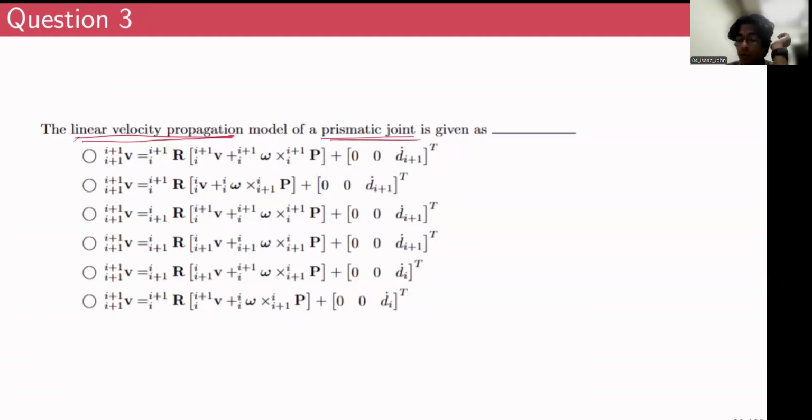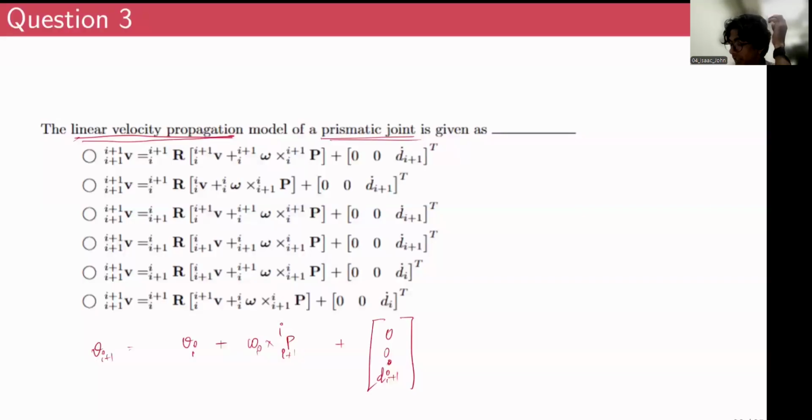So how do we do that? The velocity of the next joint, i plus 1, is nothing but the velocity of the previous joint plus the radial component, omega i cross the position vector of i plus 1 with respect to i. Then we also have the component contributed by the prismatic joint itself. That is nothing but 0, 0, d i plus 1 dot.